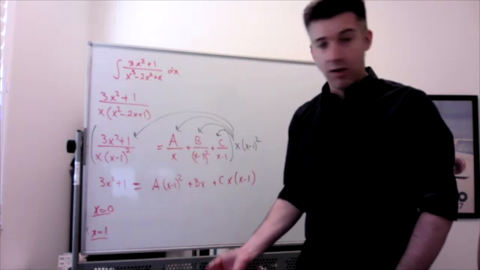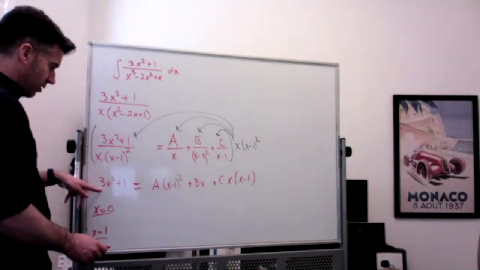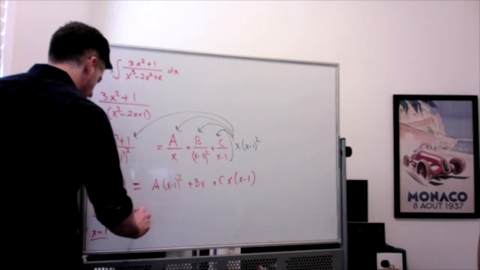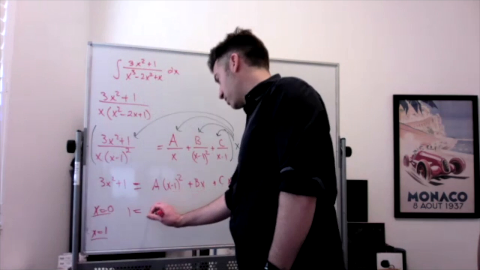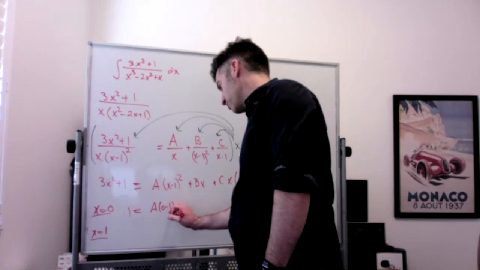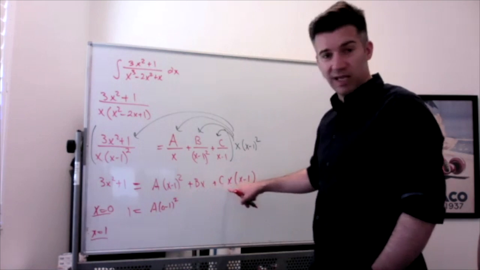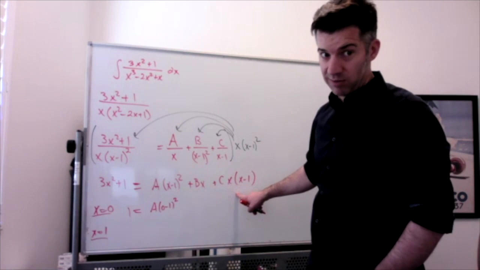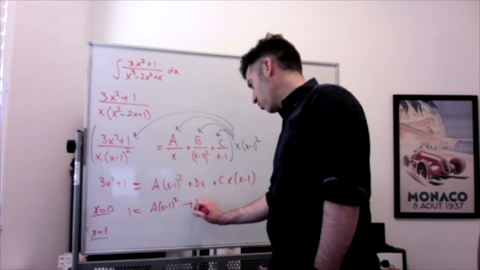So when I plug in 0, I get 3 times 0 plus 1, so I get 1. On the right side, I get a times negative 1 squared. And I get b times 0 plus c times 0. So zeros. So I end up getting 1 equals a.